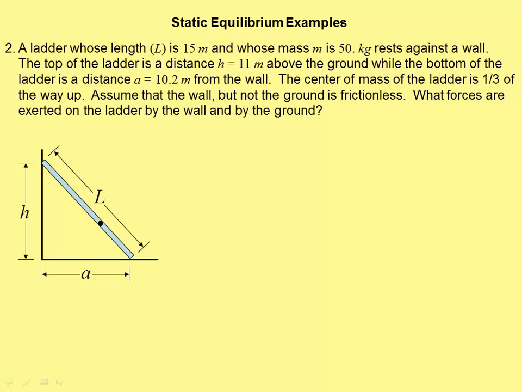Okay, so we know this side, we know this side, we know that side. It does make a little right triangle if you were trying to do some trig. Now this ladder is bottom heavy. A lot of ladders are bottom heavy. All right, they're bottom heavy because it makes them balance better. So the center of mass of this ladder is 1/3 of the way up. That's what that dot is. It's not in the center. Okay, it's 1/3 of the way up. Assume that the wall, but not the ground, is frictionless. That may seem strange, but let's say it's a smooth wall, but not a smooth floor.